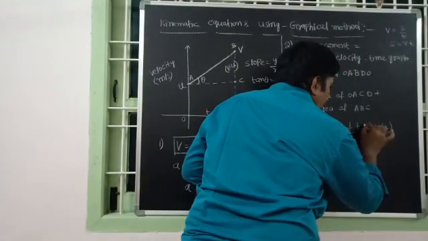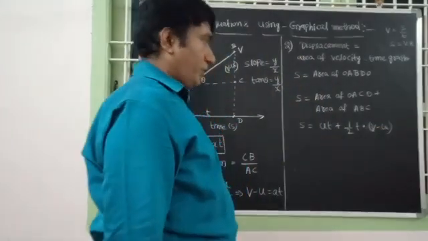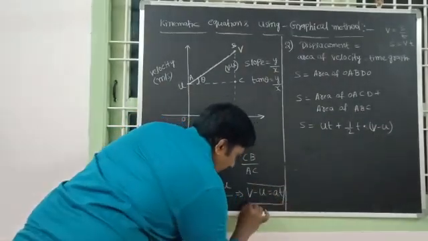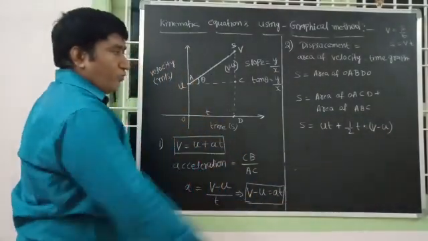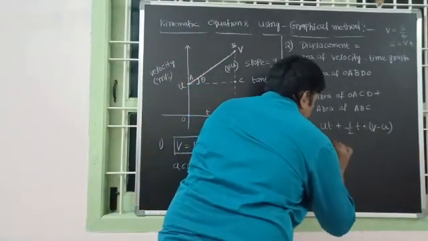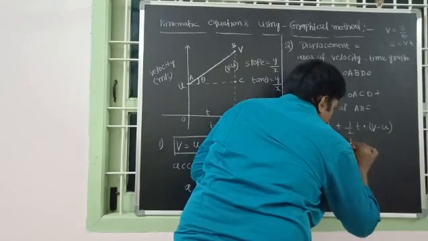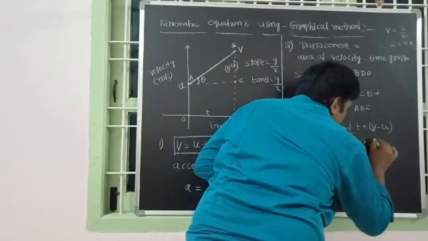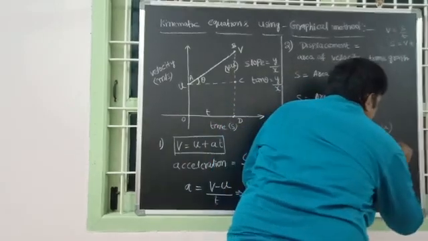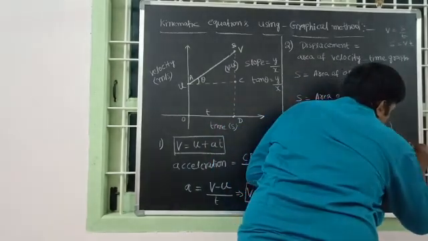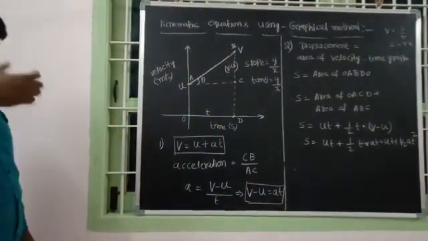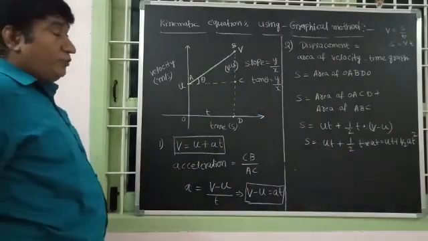But what we require is half a t square. From the first equation, v minus u is equal to at. With the help of this, S is equal to ut plus half t into at, which is nothing but ut plus half at square. So this is the second equation.